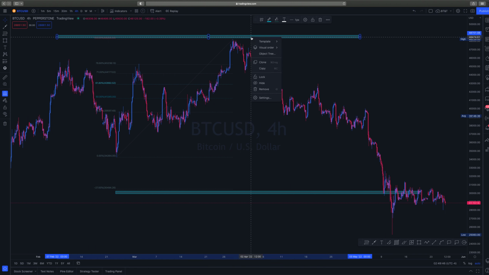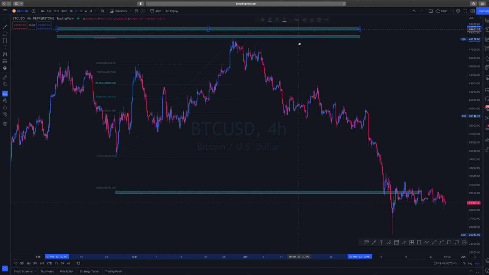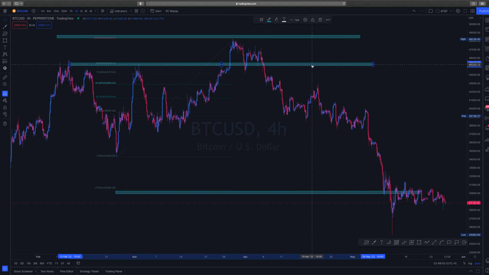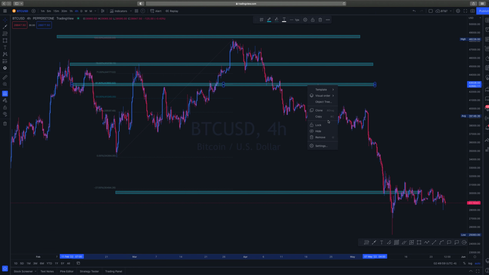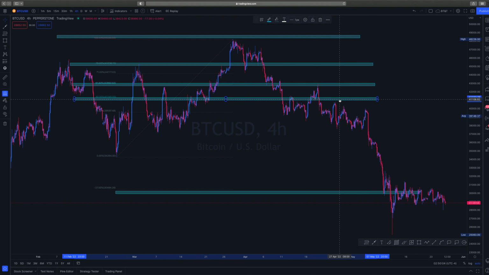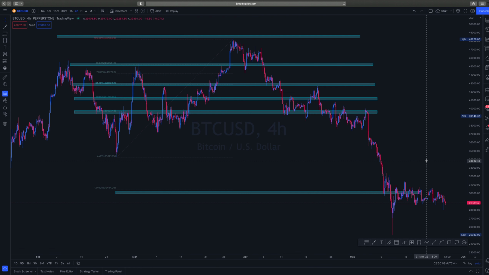So for example, I can say 78% there, this will be my take profit level 1, the 61% level will be my take profit level 2, the 50% level will be my take profit 3, and take profit 4, and so on and so forth. So this is how you use the Fibonacci retracement tool, because remember we said these levels are the previous support and resistance levels.